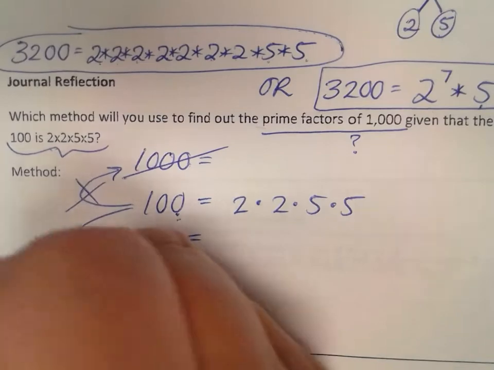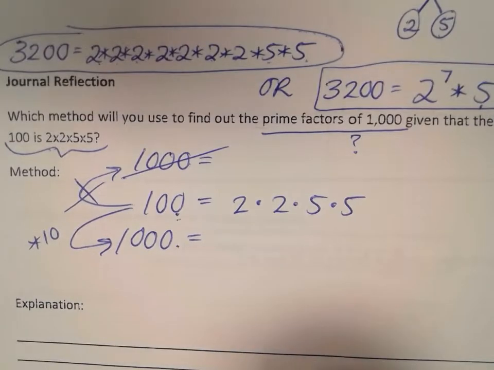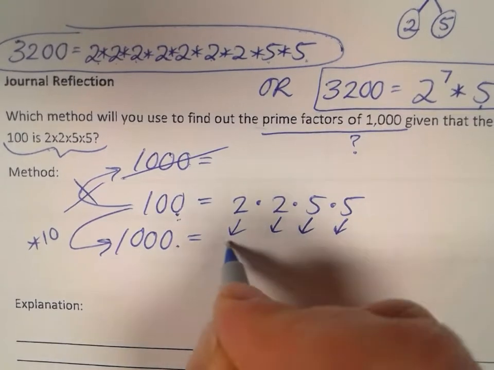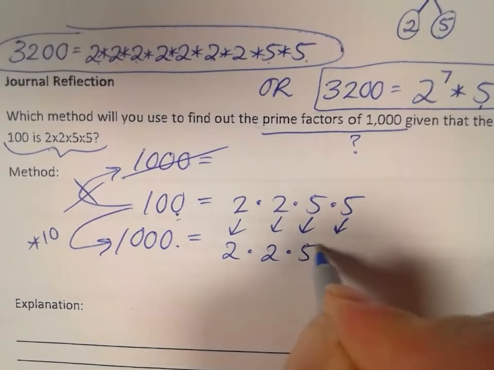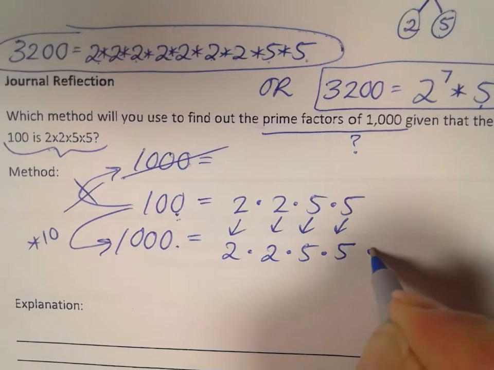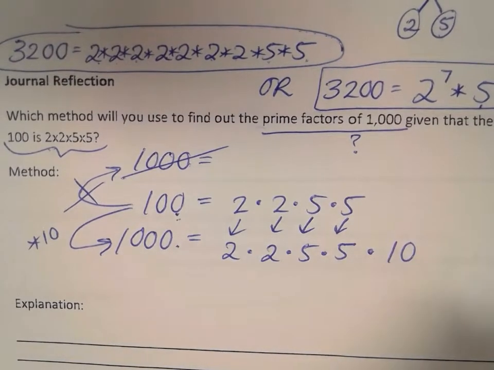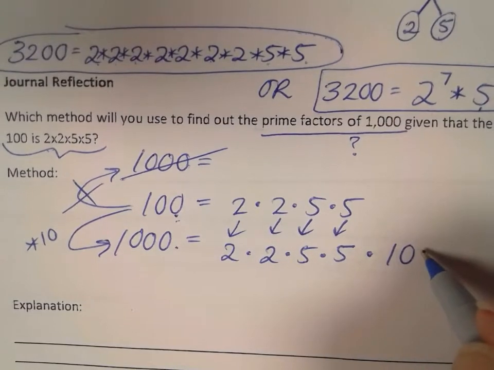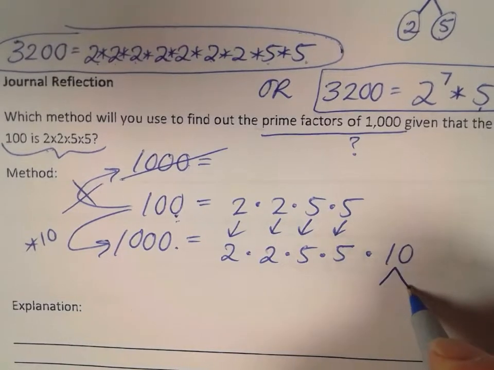Same trick as before. Looks like they took it times 10. So I get to steal every single factor they gave me. 2 times 2 times 5 times 5. But I'd have to multiply all that times 10. Awesome. Looks like I'm really close to an answer. But, alert, look at this 10. What's wrong with it? It's composite. I need prime factors, not composite factors.